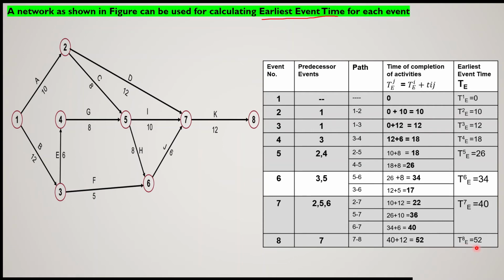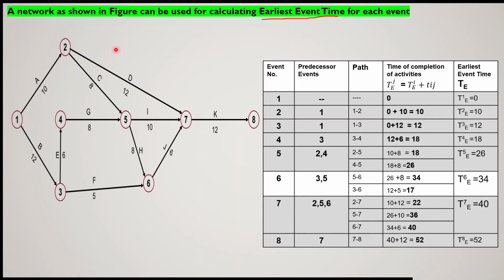So if you see here, the occurrence of event number 1, the starting event, is 0, and the last event where the project will be closing is event number 8. Event number 8 is the completion of the project. So completion of the project takes 52. If it is in days, then it will be 52 days, or whatever the unit is.